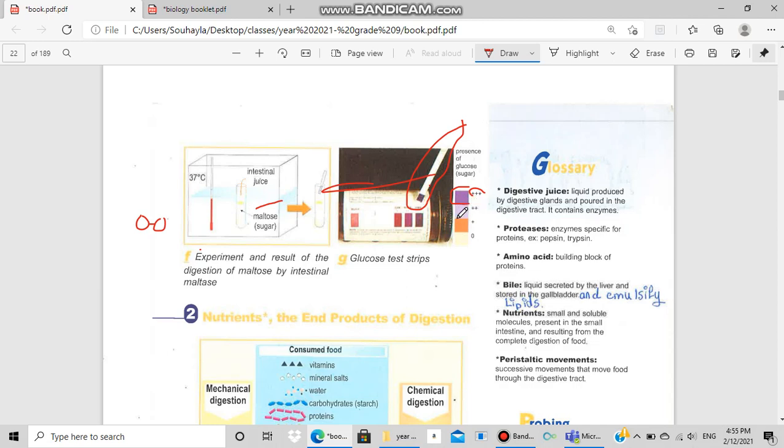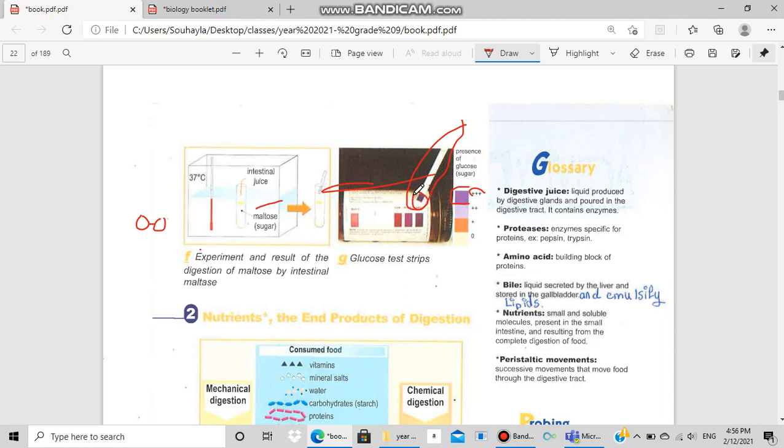If the violet color, the light violet, appears, it means we have glucose. But if it gives me the orange color, it means there is no glucose, meaning there is no digestion. So this is a glucose strip test. As shown here, the color of the strip is violet.